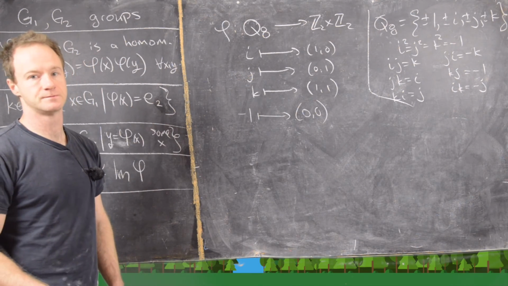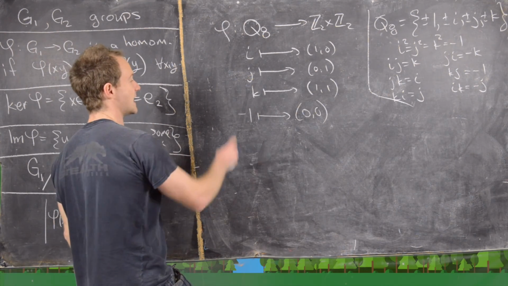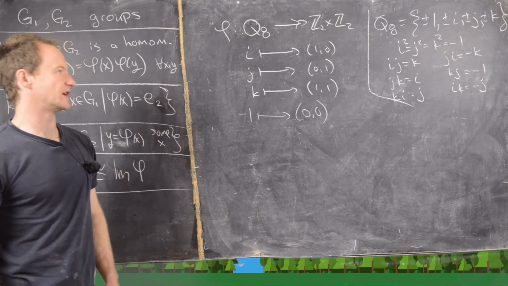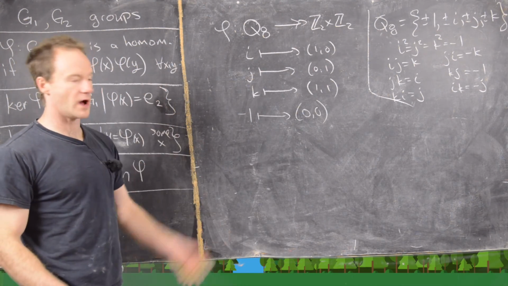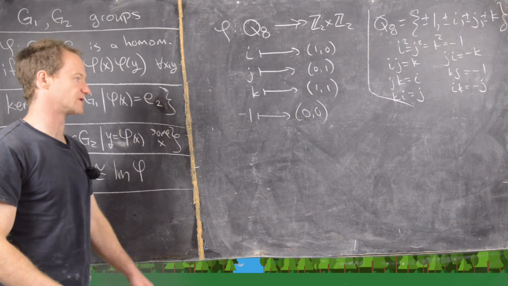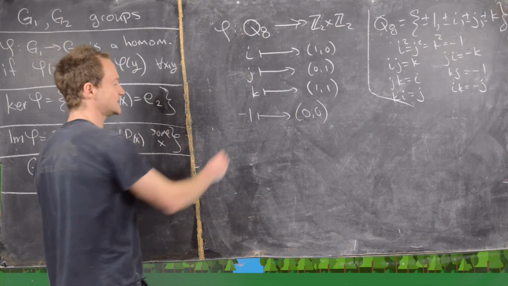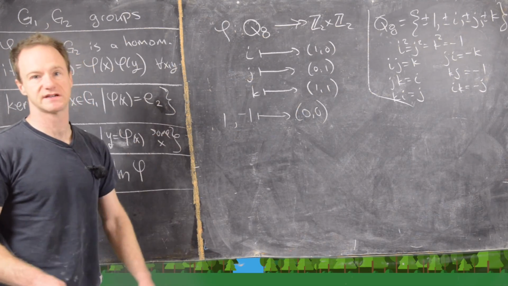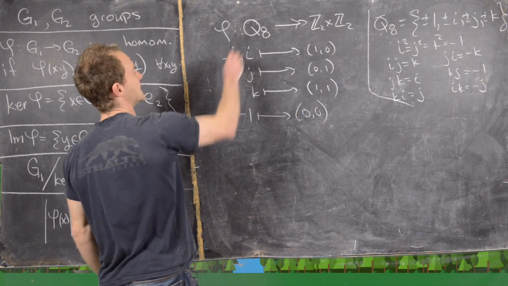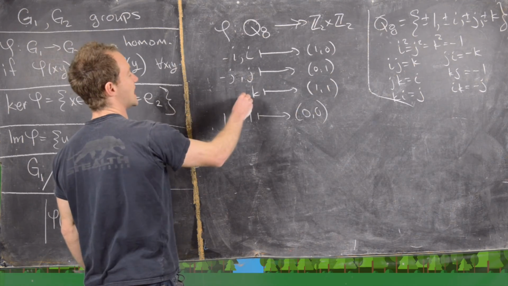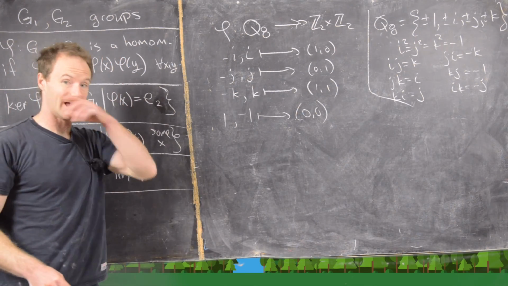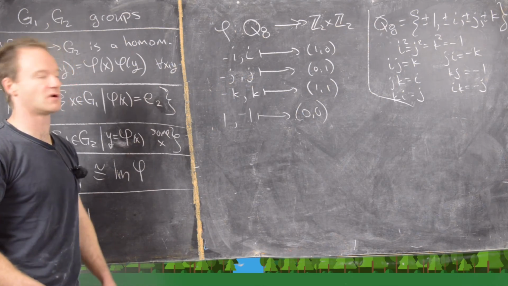Okay, good. Now, notice that this thing is onto. We can see that because we've achieved everything except the identity, but 1 is sent to the identity and negative 1 is also sent to the identity. And I should say that we can list what happens to everything now. So 1 and negative 1 are sent to the identity, i and negative i are sent there, j and negative j are sent there, and k and negative k are sent there. And then it's easy to check that this makes a homomorphism.